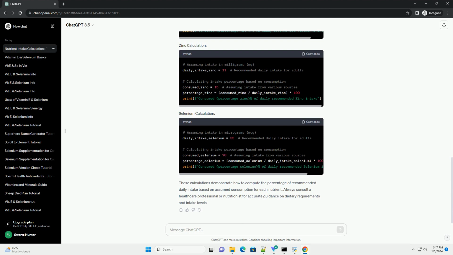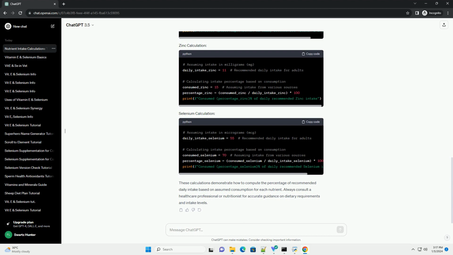Vitamin E is an antioxidant that supports the immune system, helps with skin health, and acts as a protective agent against oxidative damage. Nuts, seeds, and vegetable oils are good sources of vitamin E.